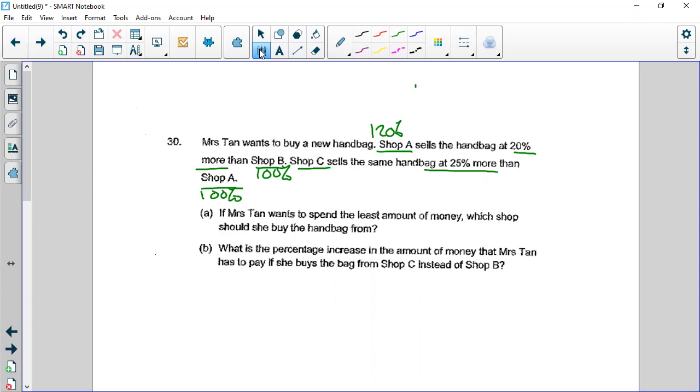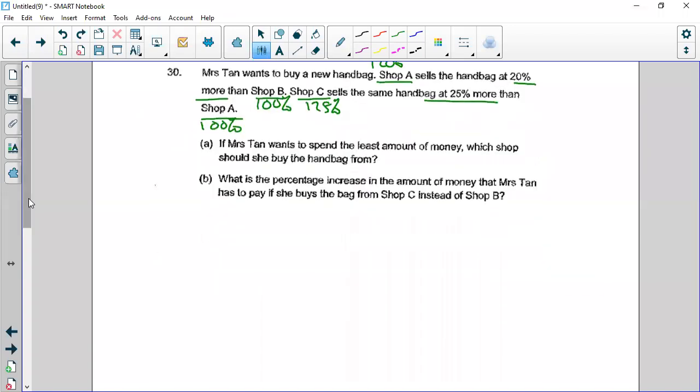Your new base. Okay, so your shop C is how many percent now? 25% more than 100, 125%. Okay, are you clear on this part? This is the concept already. This is not a method. This is not a shortcut. This is your concept already. You always start with 100% before you plus or minus.